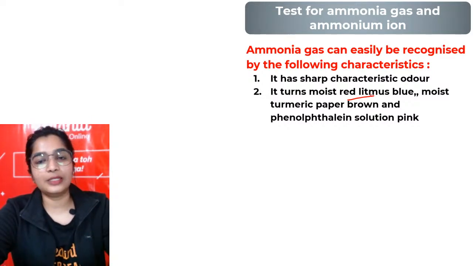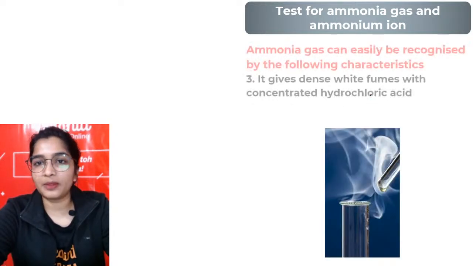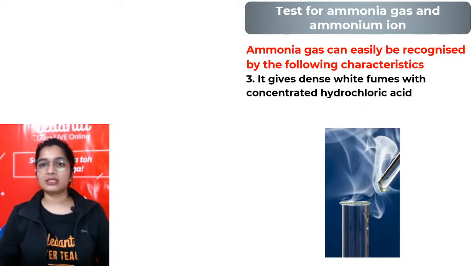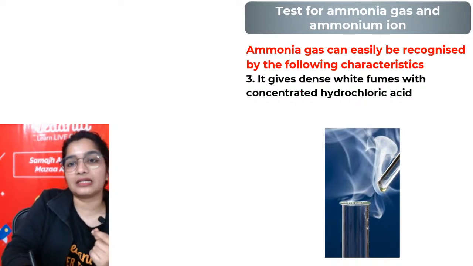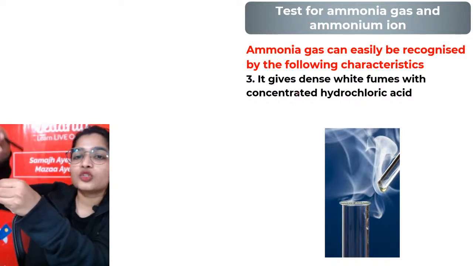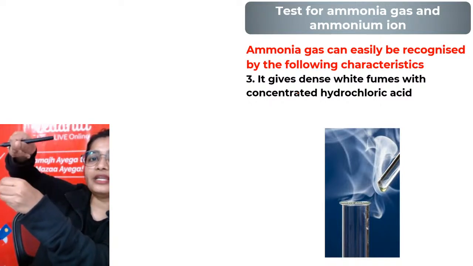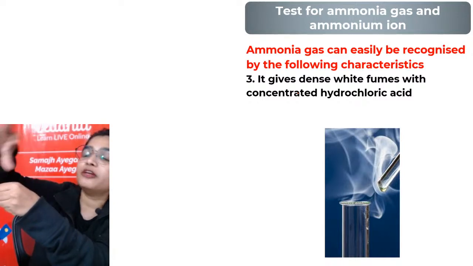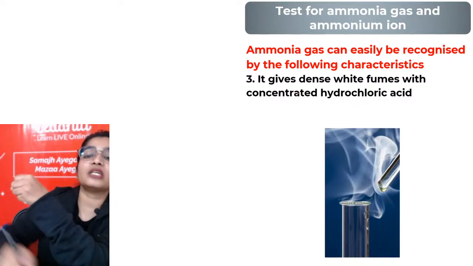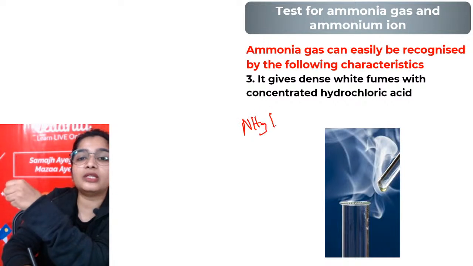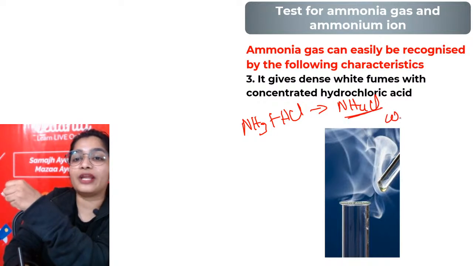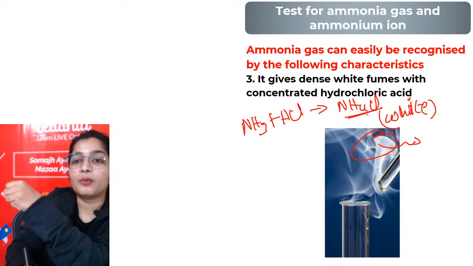And it turns phenolphthalein solution pink, and turmeric paper brown. The other test is, ammonia gas can be easily recognized. So you have ammonia, you just dip the glass tube into HCl and bring it near the mouth of the test tube. If you can see white fumes, because there will be formation of NH3 plus HCl giving NH4Cl, which is basically white fumes. So the white fumes which you can see here is ammonium chloride.